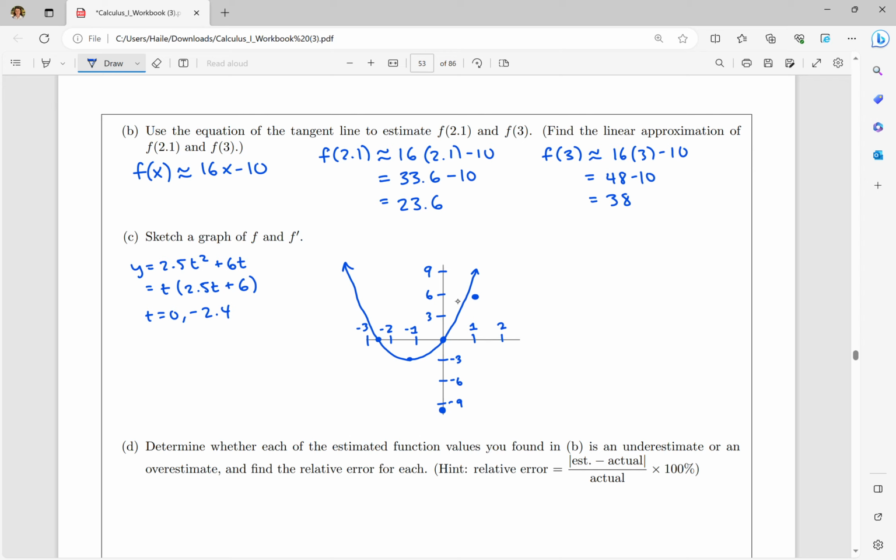so that puts us at 6, 1. So here we're not going to quite see the point of tangency because it's not a big enough graph, and that's kind of my fault. But we can get an idea of whether the estimates we found in B are going to be an over or an underestimate. So notice here, this is f, and this is the tangent line.